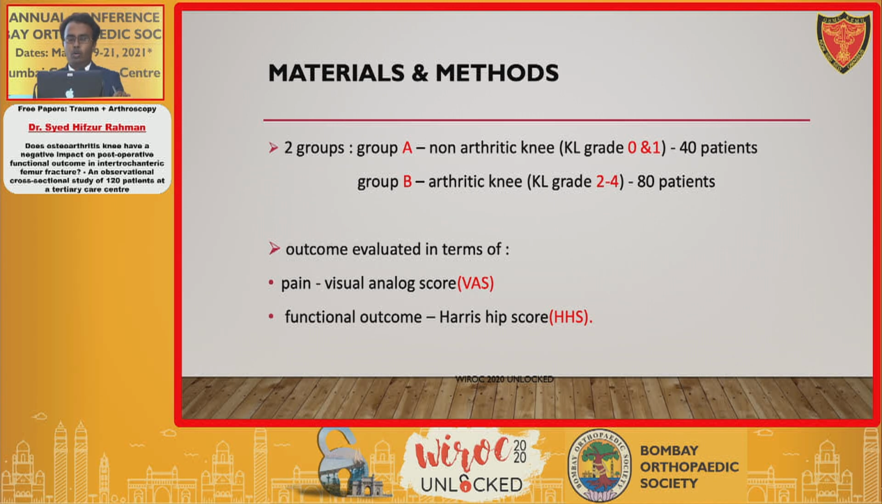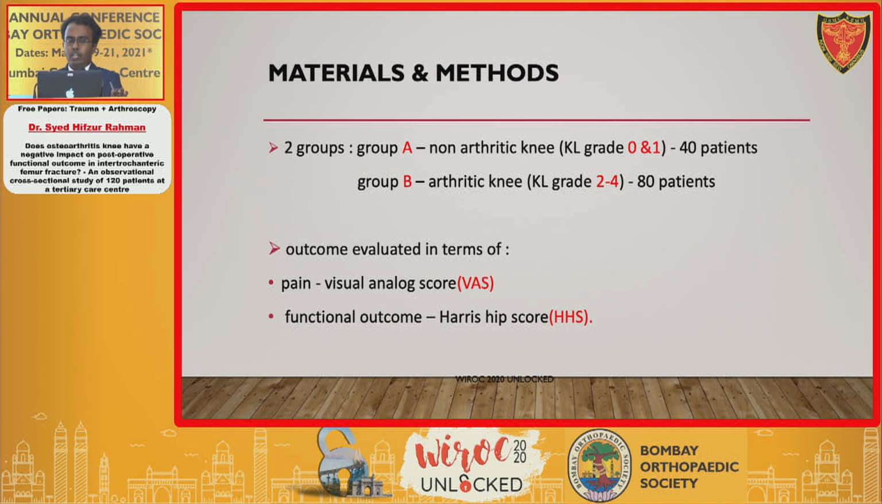Group A, the non-arthritic knee, Kellgren-Lawrence grade 0 and 1, had 40 patients. Group B, the arthritic knee, Kellgren-Lawrence grade 2 to 4, had 80 patients. Mind you, in both groups we matched the patients in terms of the type of fracture, the type of implants, the grade of osteoporosis, and the pre-fall ambulatory status. Both groups had equal grades. We have matched both the groups.